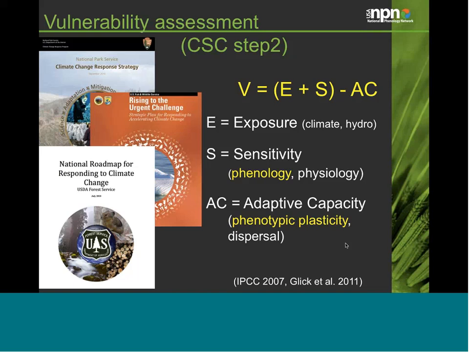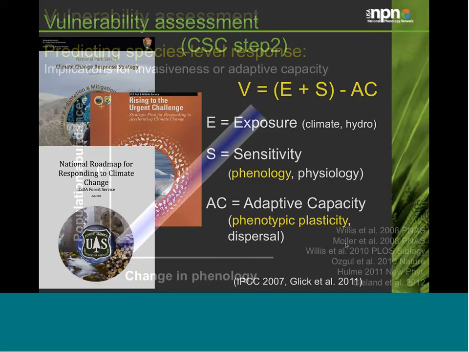Now, as an example at the species level, phenological information can be used to make predictions about invasiveness. Some research suggests that if species have the ability to change their phenologies, some sort of plasticity, they may be able to increase in population abundance. And we've found that this, in fact, is the case with the invasive fireweed. However, as we saw earlier in the mismatch example, for other species, such as some endemic or native species, this may not be the case.